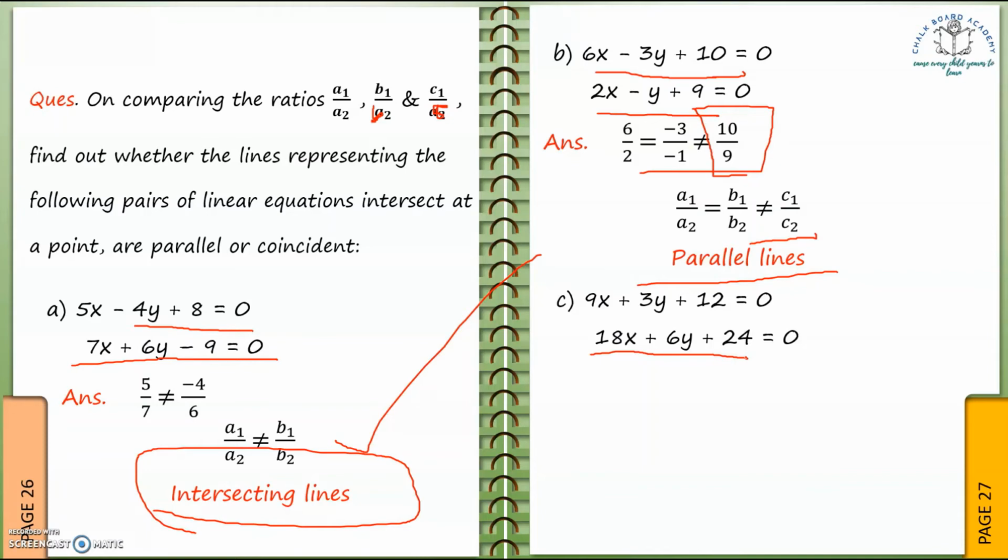Here in the second equation, 2 is multiplied to the first equation, and then we have retrieved this equation. So we can see clearly that all the three ratios will be equal. So let's look into the answer. 9 by 18, which is equal to 1 by 2, 3 by 6, which is also equal to 1 by 2, 12 by 24, which is also equal to 1 by 2. So all three ratios are equal after simplifying them. So we can say that these are coinciding lines. So they have many solutions.